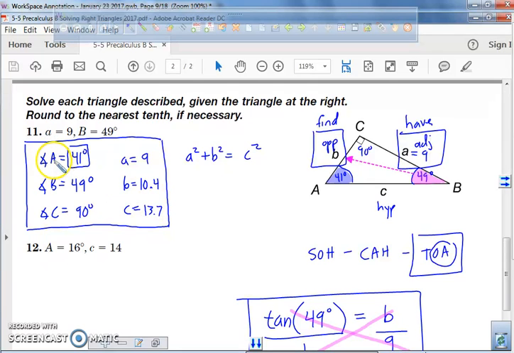Make your own triangle. A, B, and C, what do all these angles add up to? 180, and then you're going to find the lengths of the three sides. Sometimes you're going to use trigonometry, sometimes you're going to use the Pythagorean theorem. But you have to solve the triangle, so find all of the parts. And that's it.